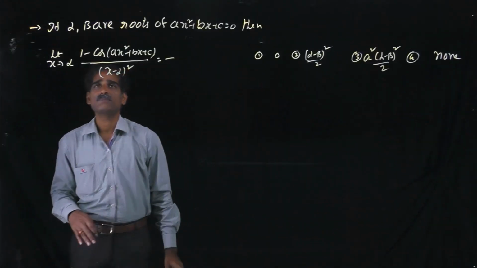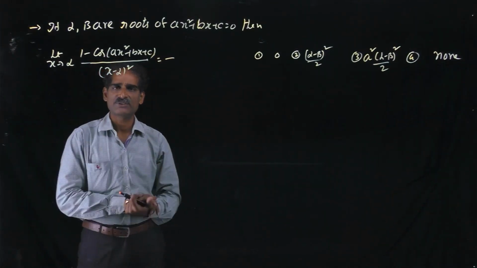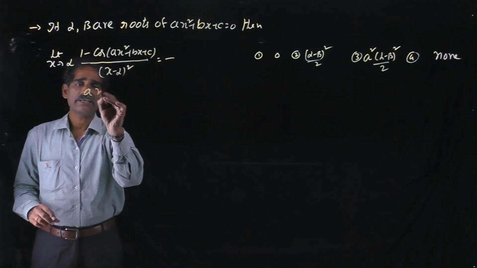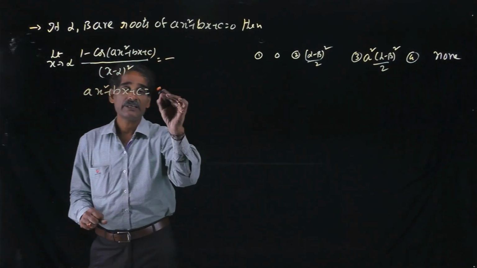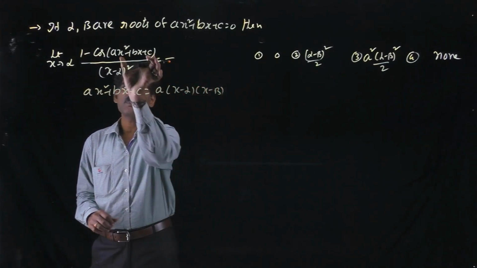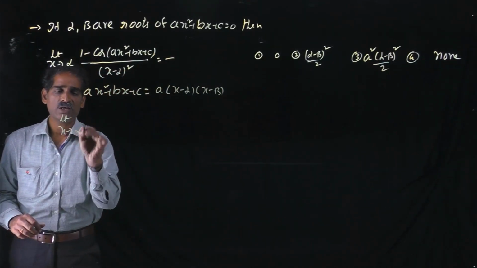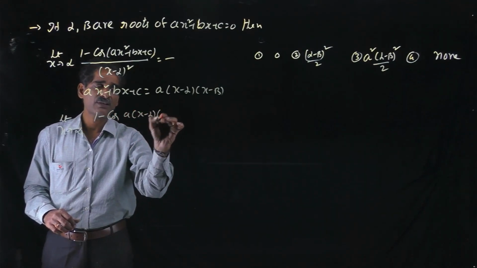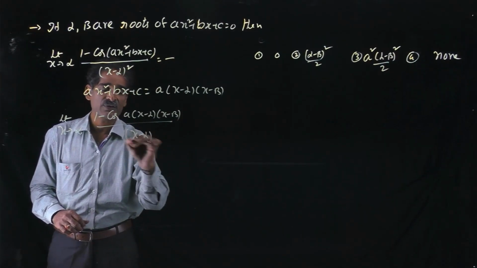Okay. See this problem. If alpha, beta are the roots of the quadratic equation, then what is the limit of this? So alpha, beta are the roots of this equation, means we can write ax square plus bx plus c is equal to a into x minus alpha into x minus beta. Just replace this one by this one. So here you can write limit x tends to alpha, 1 minus cos of a into x minus alpha into x minus beta, by x minus alpha whole square.